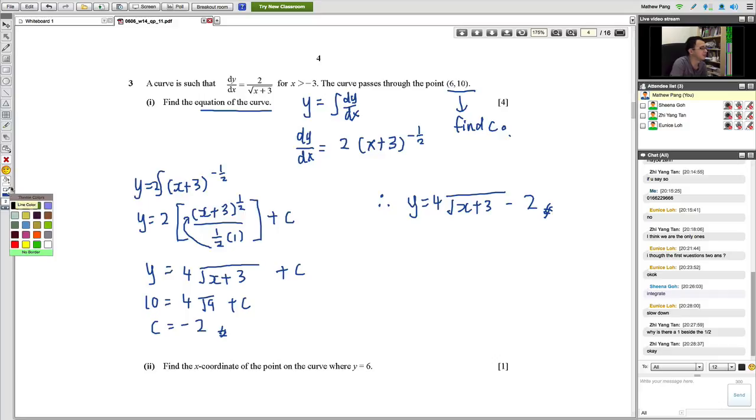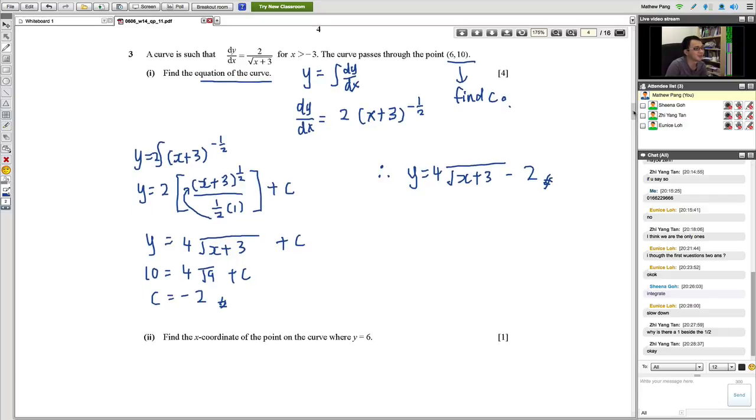Okay, so let me just move on to the next question. Question number 3, Eunice, do you have any problem with finding the equation of the curve? Okay, there's still a second part: find the x coordinate of the point on the curve when y equals 6. This one just gives you a bonus mark. If your equation is correct, you will easily get this correct.